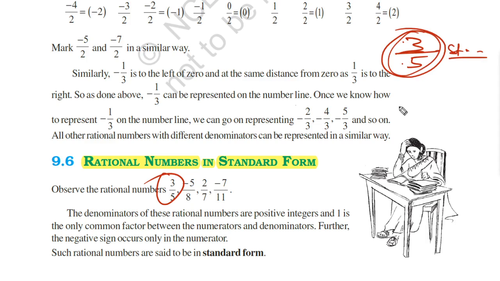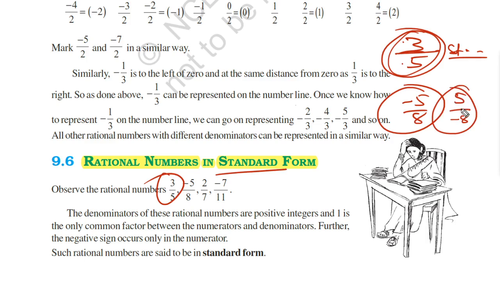Similarly, we can take minus 5 by 8. Same story here. 5 and 8 have no common factor, so we can say minus 5 by 8 is in standard form. If we write 5 upon minus 8, can it be called standard form? No, it is not in standard form. In order for a rational number to be in standard form, the negative sign needs to be in the numerator, not in the denominator. If it is in the denominator, we can't say the rational number is in standard form. So this is one concept you need to memorize. So minus 5 by 8 will be in standard form.